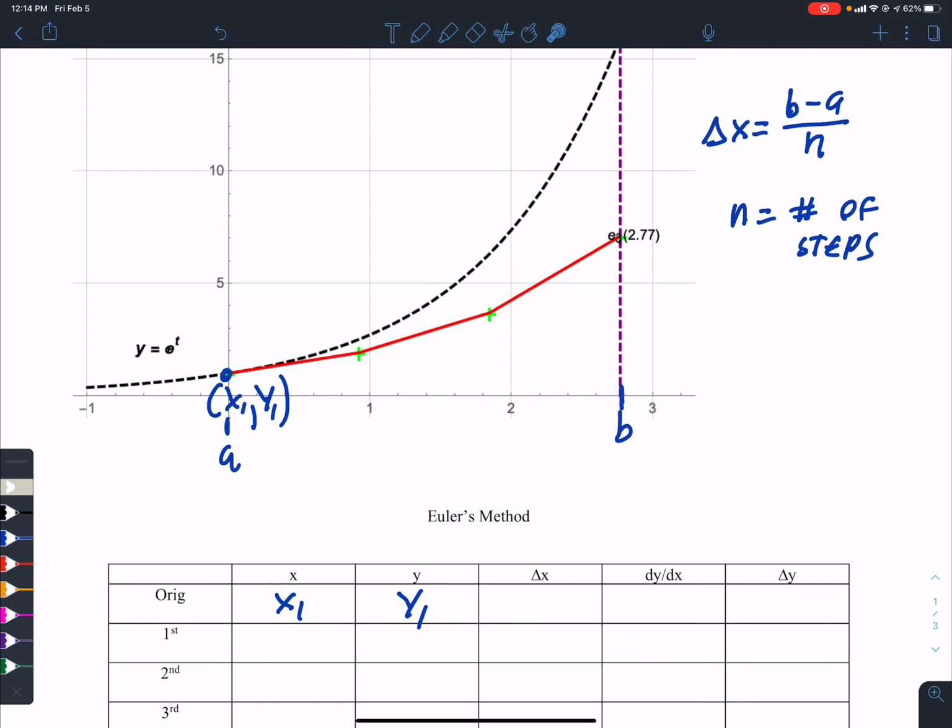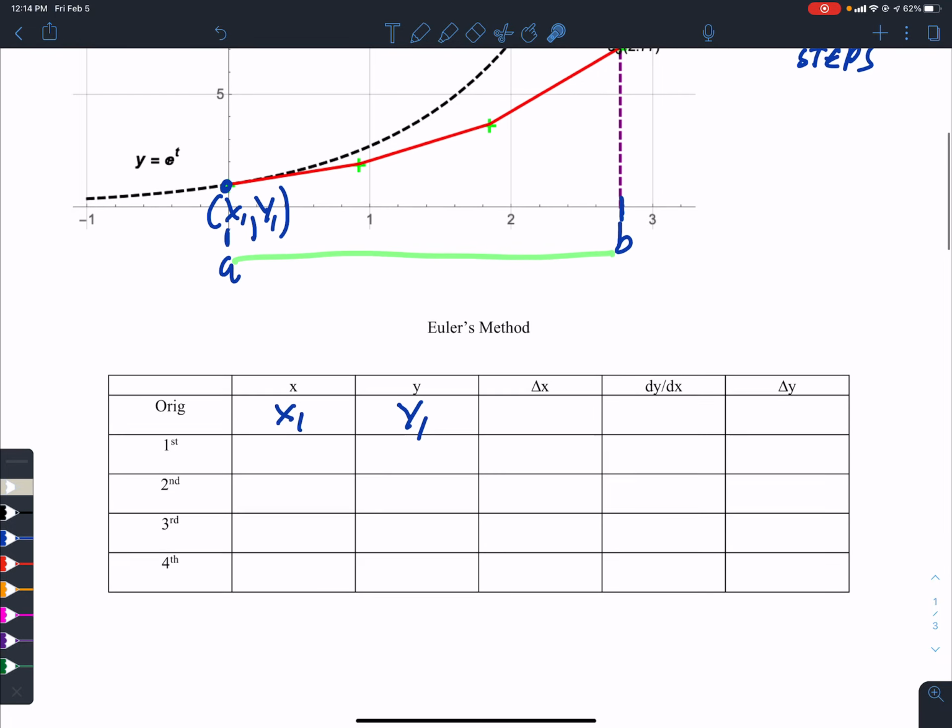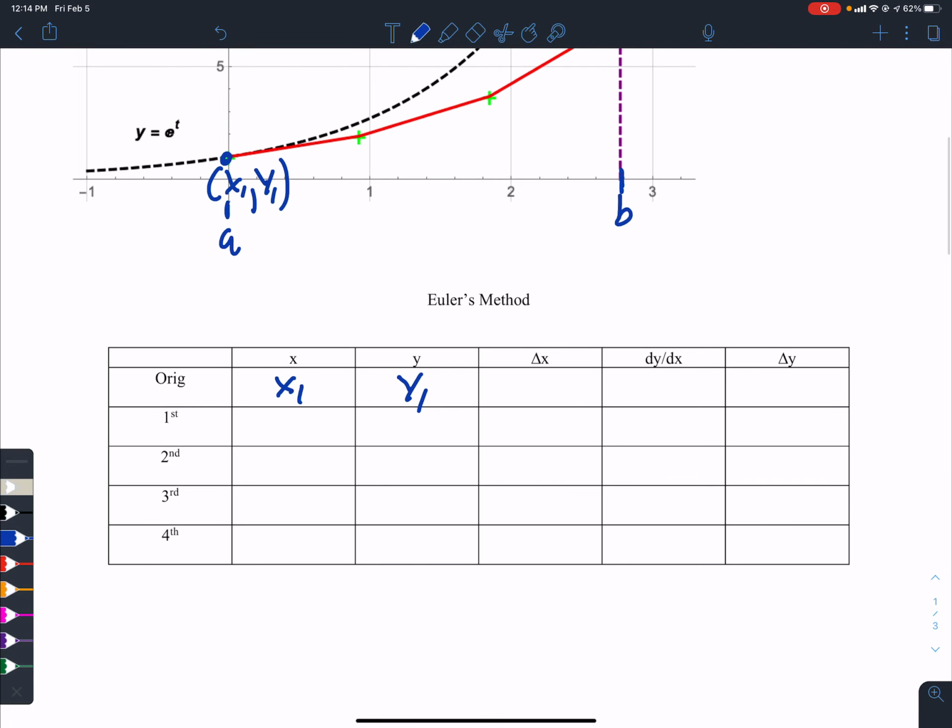So you're going to take the whole distance from here to here, divided by n, and that's going to be your delta x. So every delta x is going to be the same. That's pretty easy. Whatever you find, it's b minus a over n, whatever that number is. And we'll do an example.